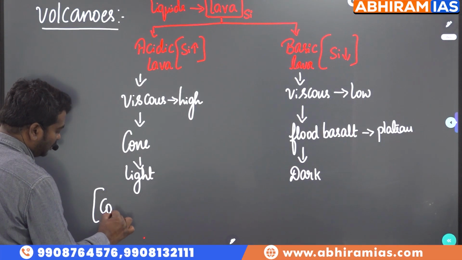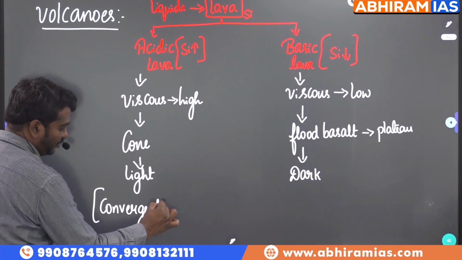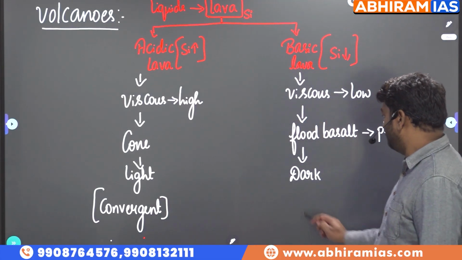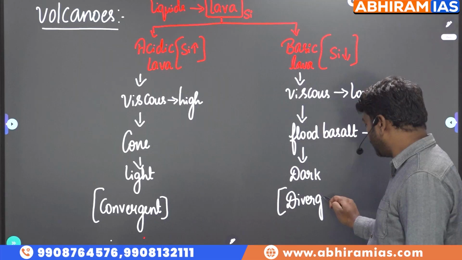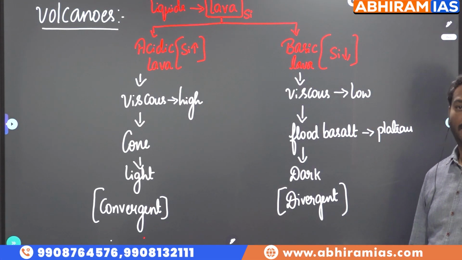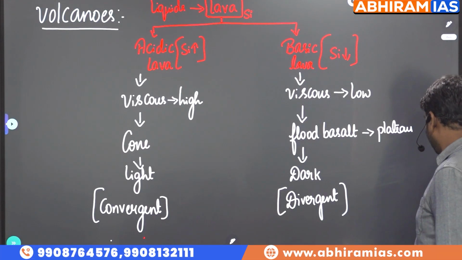Acidic is associated with convergent boundary. Basic is associated with divergent boundaries. This is with respect to liquids that come out. Okay.